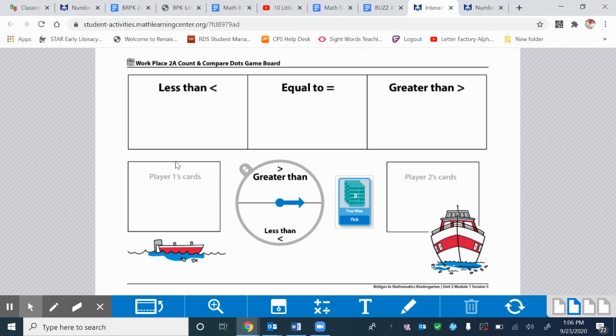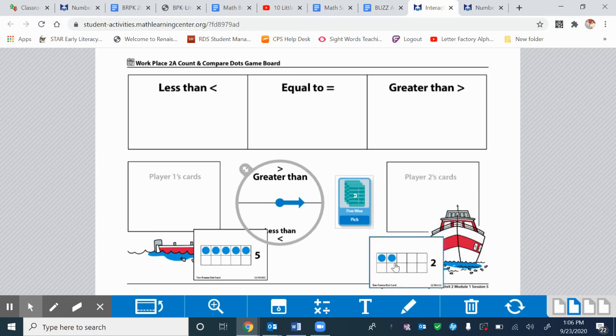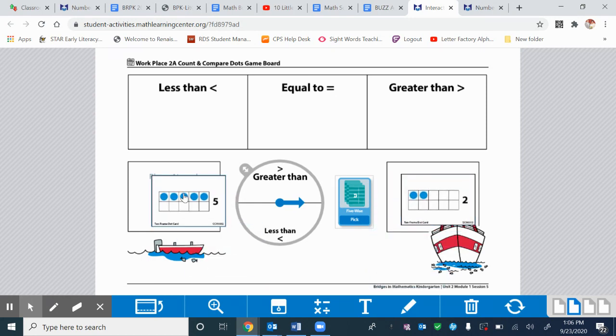Player one is going to start, and they're going to click right here and pick their card. They can just move it over here for now. And then player two has to pick their card, and they can just move it over here for now. Now, we have to figure out where these cards are going to go. Are they going to go in the less than, equal to, or greater than over here?